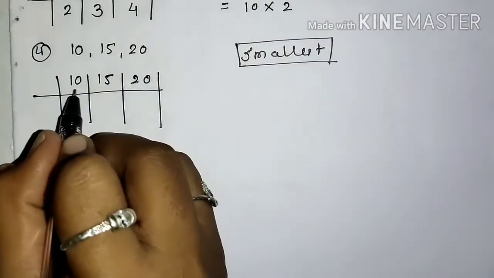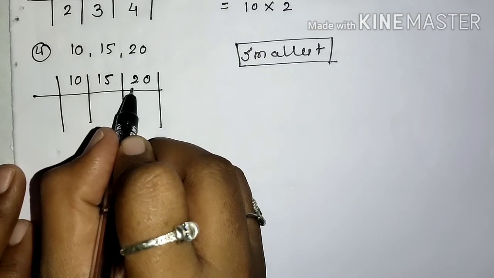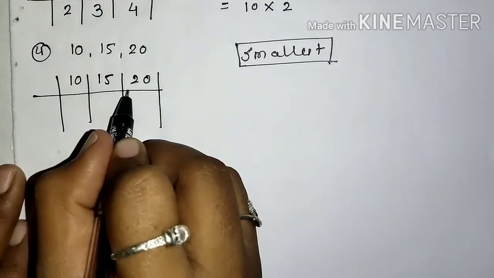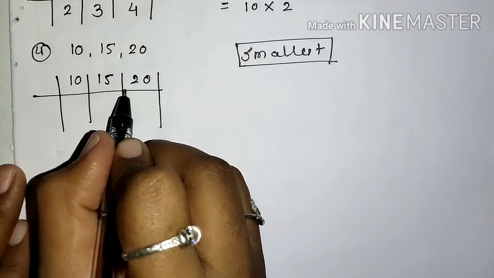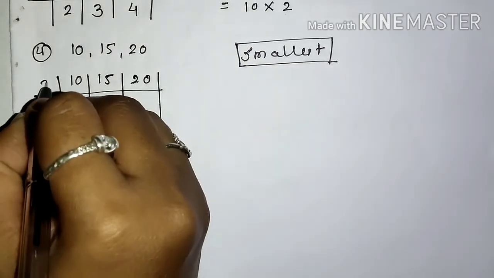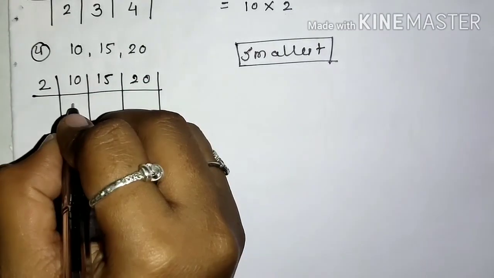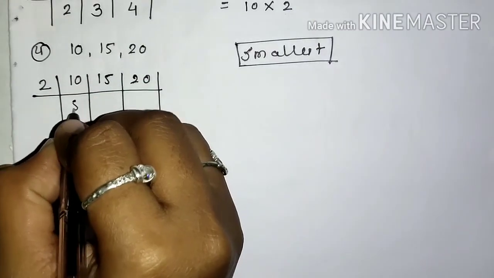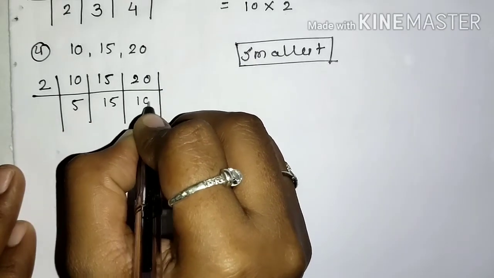So here, at least two numbers should be divided by the smallest prime number, and here 10 and 20 are divided by 2, which is the smallest prime number. So here we have to divide by 2 only and not 5. Okay, so if I divide 10 by 2, we get 5, here we get 15 and here we get 10.